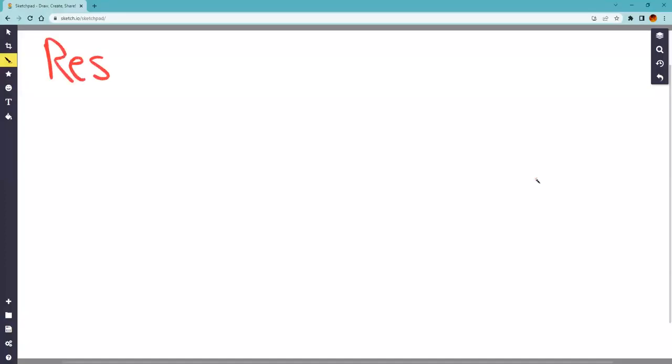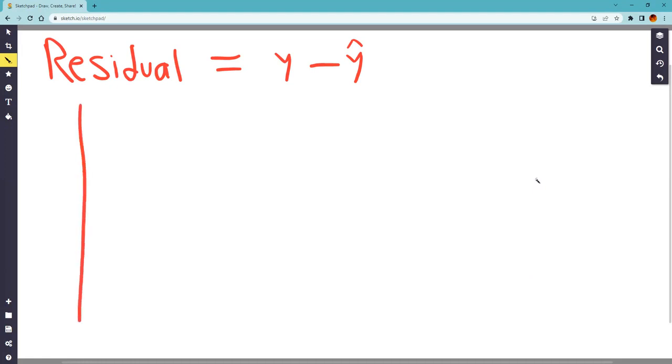The next thing that you would want to know is residuals. What is a residual? A residual simply is just the actual y minus the predicted y. So a good way to remember this is A for actual. A comes first in the alphabet, right? So what does this really mean? It's how wrong were we, basically.